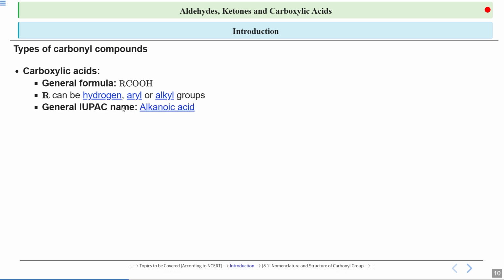The general IUPAC name of carboxylic compounds is alkanoic acid. That is, you replace E by OIC. Alkanoic acid, this is the general IUPAC name of carboxylic acids. So this is how a carboxylic acid looks like. This is a carbonyl group. On this side you have an R group, and this R can be a hydrogen also, aryl or alkyl. And on the other side of the carbonyl you have an OH group, that is the hydroxyl group. So one side R group, other side hydroxyl group.